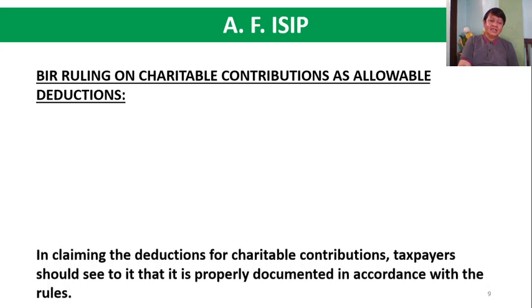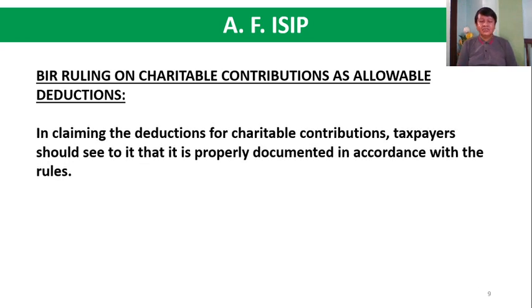Let's continue with the BIR ruling. In claiming the deductions for charitable contributions, taxpayers should see to it that it is properly documented in accordance with the rules. When you say documented, when you make a donation to a charitable institution, always ask for an official receipt or acknowledgement receipt as an evidence that they received the amount of money that you donated to them. That is what we meant by documentation.